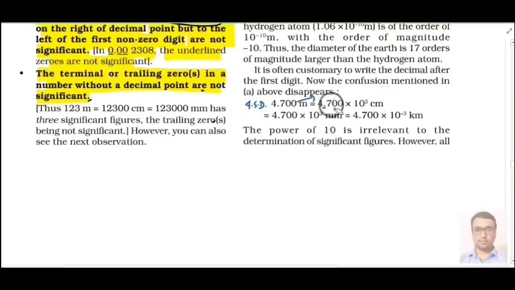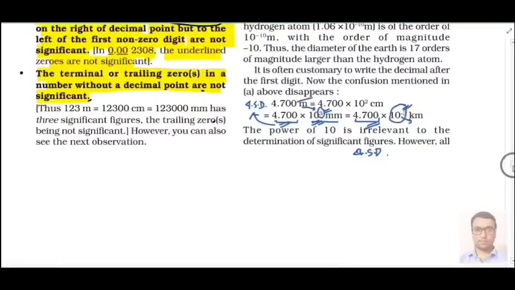Now here we can see we have converted it into mm, by multiplying by 1000. So this 10 raised to the power 3 will not affect our significant digits. Only these 4.700, these 4 numbers will be our significant digits. Similarly, here also you can see that this -3 is not counted in significant digits. Only these numbers will be significant. So all 4 numbers have 4 significant digits.